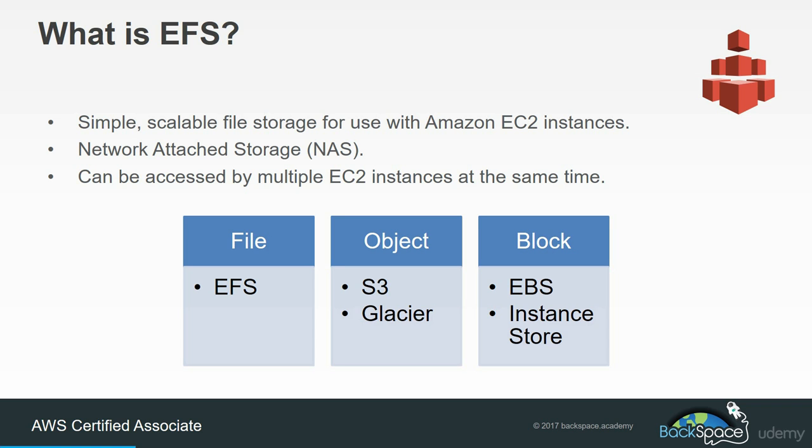So where it fits in with the storage options that are available for EC2, it is a file system that is accessed through the network, as opposed to object storage with S3 and Glacier, and block device storage, where we're attaching a block device to our EC2 instance, which is what we do with EBS and Instant Store.